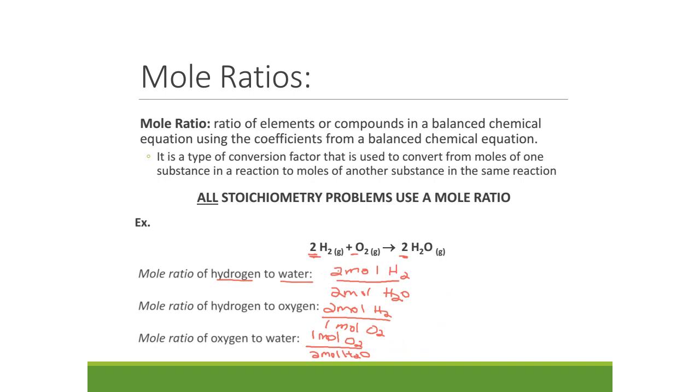And we could set them up in the other direction. We could flip any of these mole ratios. For example, if we wanted the mole ratio of water to hydrogen, it would be 2 moles of H2O per 2 moles of H2. This would just be flipped. So as long as we're using those coefficients from that balanced chemical equation, we can set up any mole ratio we want to compare our reactants to our products or the reactants to each other. So that's how you set up a mole ratio. On the next slide, we're going to take a look at how we can use mole ratios to do a stoichiometry problem.